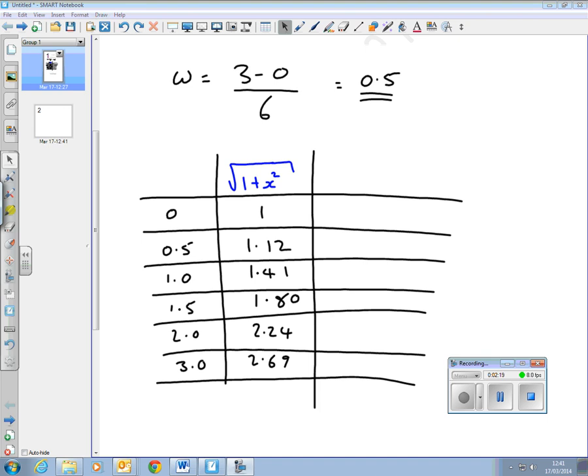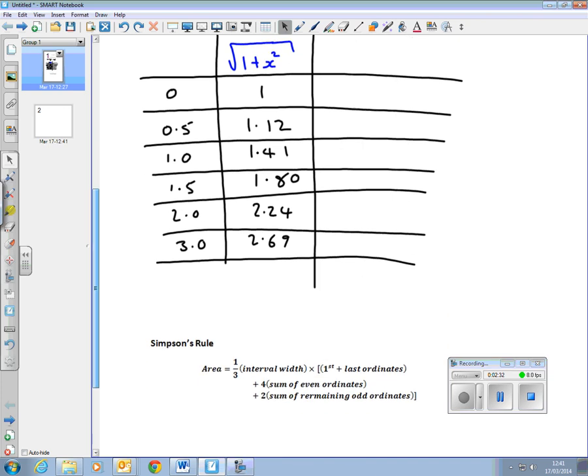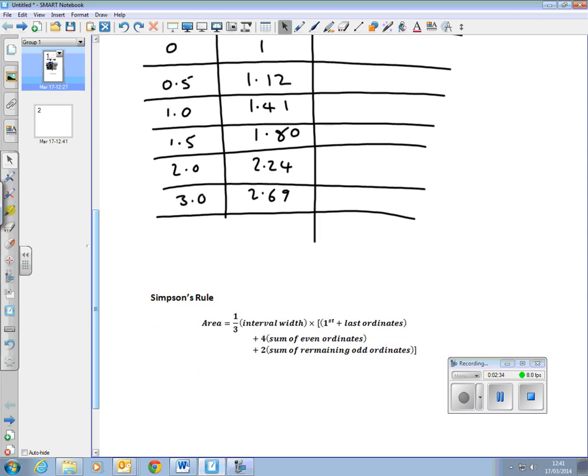So these are the values I get for the function. The values are 0, 0.5 and so on, and I've rounded each one to 3 significant figures. You could go further if you wanted. Now I have to apply Simpson's rule, and if you look at the formula sheet, you'll see Simpson's rule is stated there, and it tells us that the area is approximately given by 1/3 times the interval width times the first plus the last ordinates, and then 4 times the evens and 2 times the remaining odd ordinates.